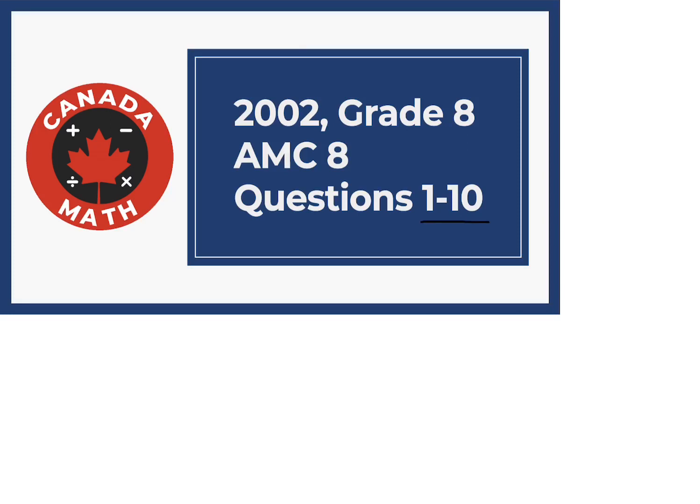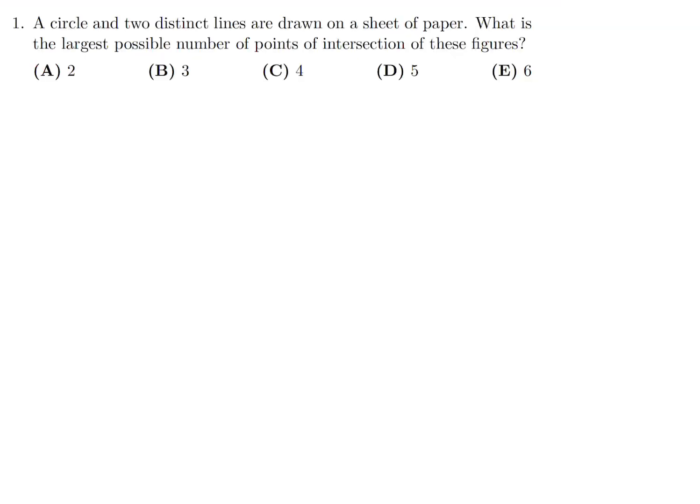Questions 1 through 10 on the 2002 Grade 8 AMC 8. A circle and two distinct lines are drawn on a sheet of paper. What is the largest possible number of points of intersection of these figures?